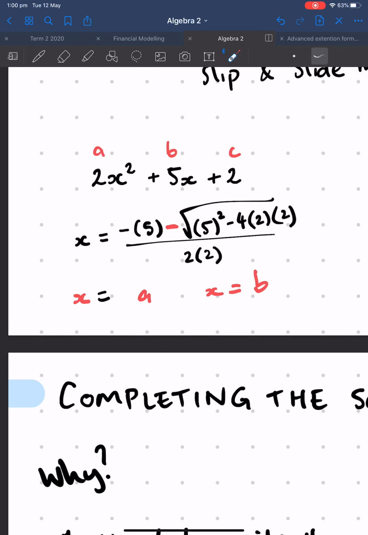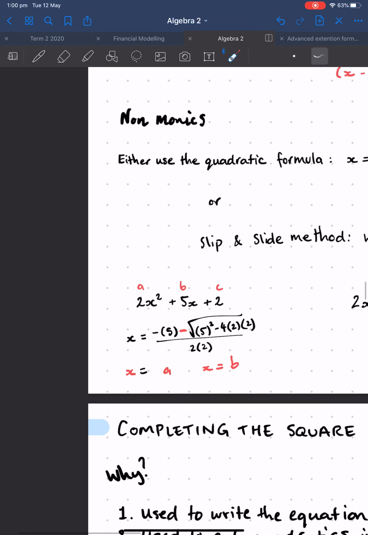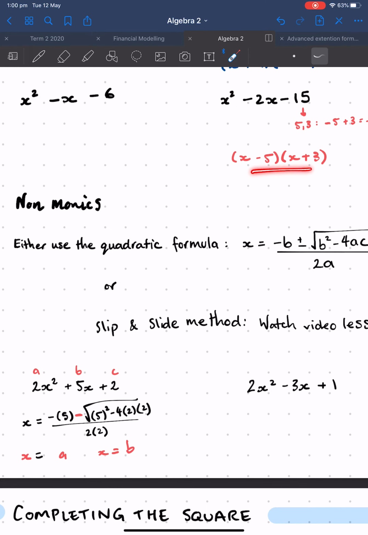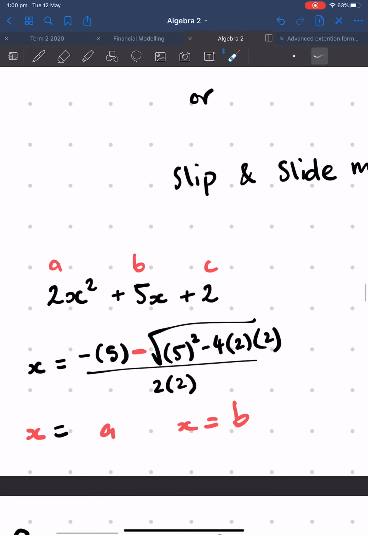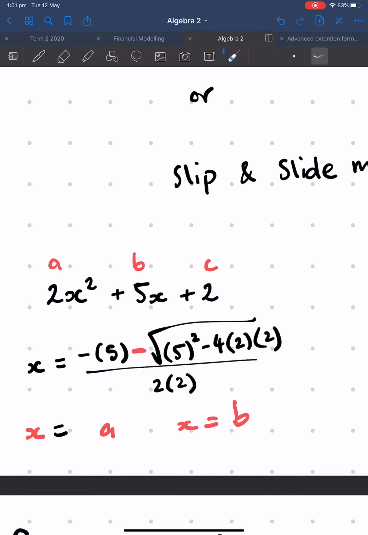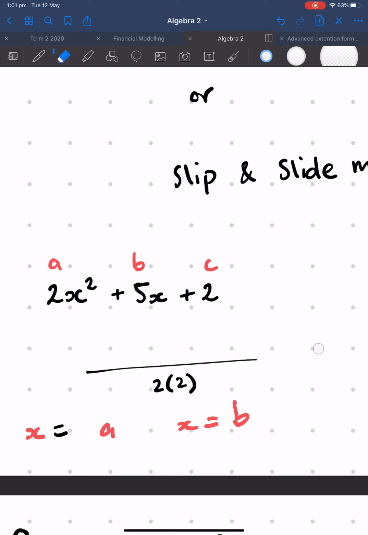Okay, so that's kind of like the blunt hammer way to do it, where it's going to work for any question that looks like this, any quadratic. You can get the x values, which is kind of a step beyond even what we're doing here. Arguably, I think it's way easier and it's super practical. It's the thing you're going to be using if you do any engineering work. But with that said, we also need to be able to do some non-monic slip and slide.